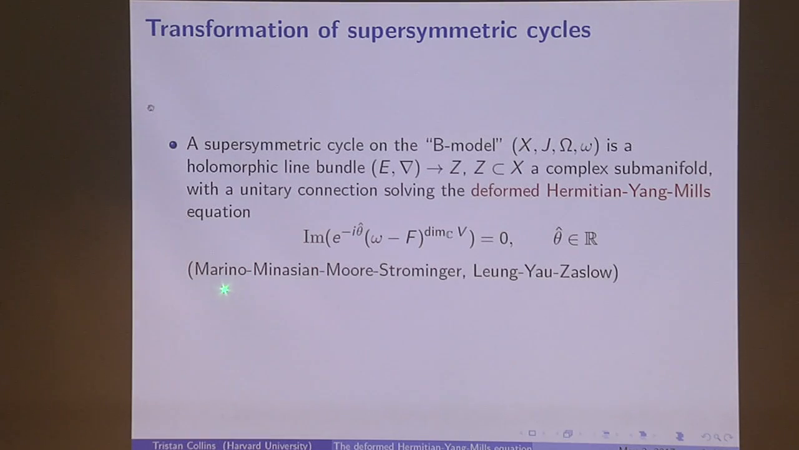So this was computed by Marino, Menasian, Moore, and Strominger, and this by Lung, Yao, and Zaslow. And this equation is called the deformed Hermitian Yang-Mills equation. So this is the equation I want to discuss today. And under mirror symmetry, these map back to special Lagrangians. So we have this correspondence between special Lagrangians on one side of mirror symmetry and bundles with connections solving this nonlinear PDE on the other side.